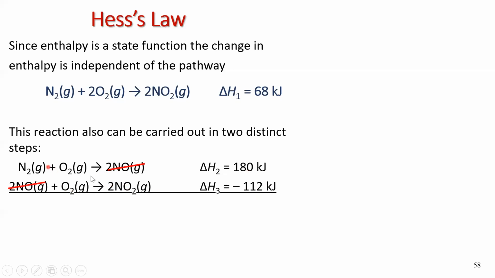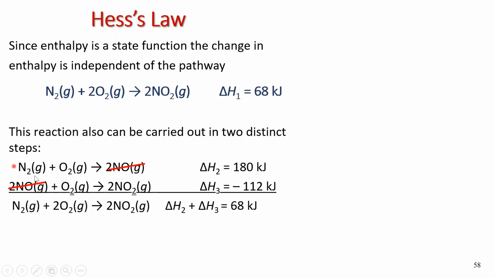Now, the nitrogen monoxide is produced in the first step and it's consumed in the second step. So we can add this reaction up and just cancel the nitrogen monoxides out. And Hess's law states that if we add up 2 reactions to get an overall reaction, the energy for that overall reaction is the sum of the individual steps.